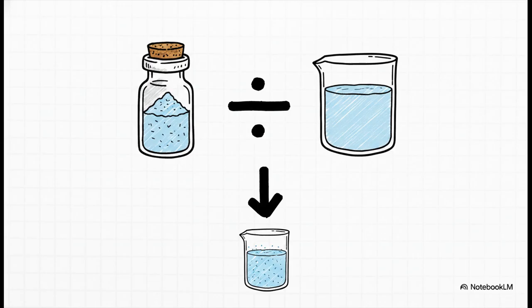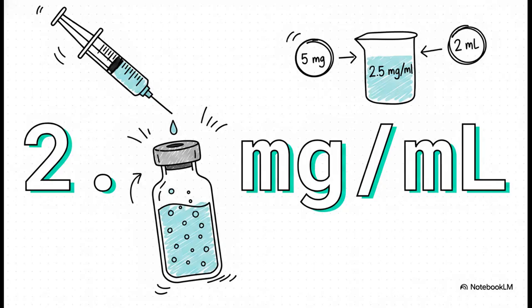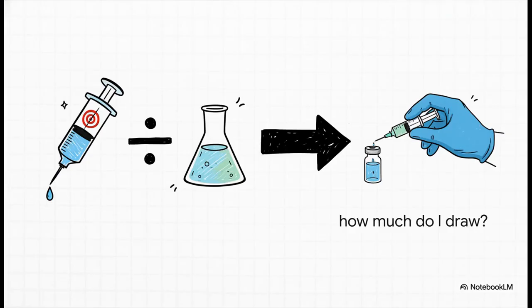So step 1, find the concentration. All this means is how much peptide is in each milliliter of water. And to find that, you just divide the total amount of peptide by the total volume of water you added. In our example, that's our 5 milligrams of peptide divided by the 2 milliliters of water. And that gives us a concentration of 2.5 milligrams per milliliter. Easy, right? All right. On to step 2.